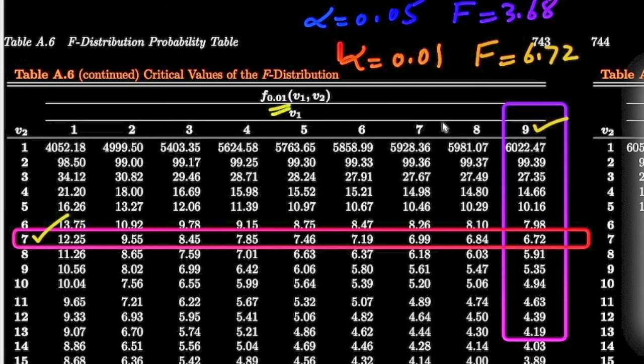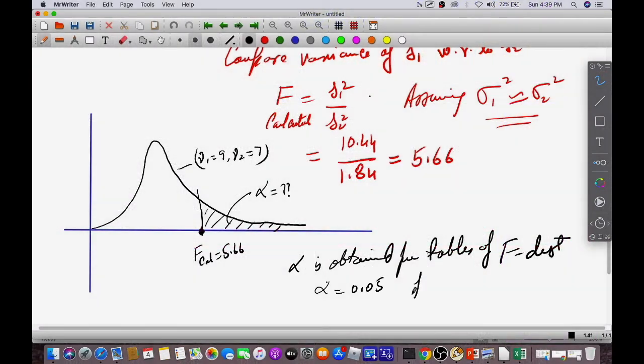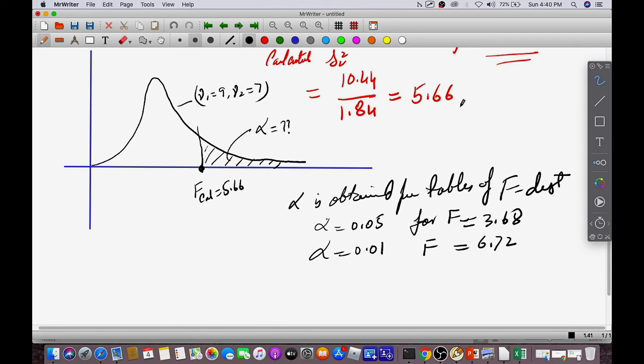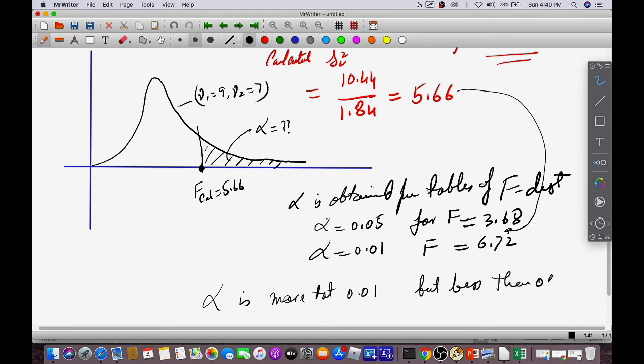If you have to find the value for 0.99, you will go for the inverse relationship. But our calculated value is 5.66, so it will be somewhere here. It means that the value of alpha is more than 0.01 but less than 0.05. It will be somewhere here. That is the conclusion we could draw from here.